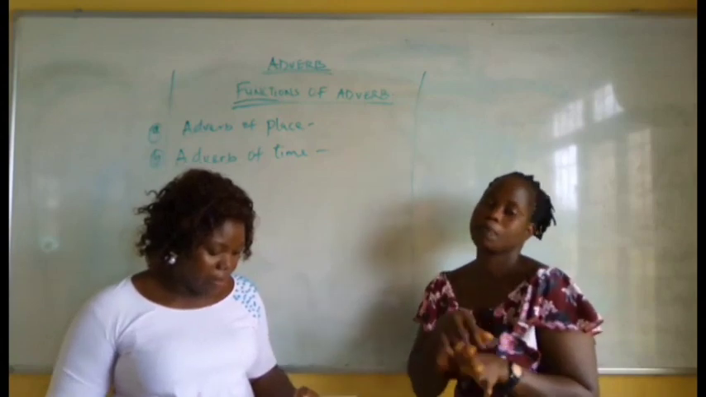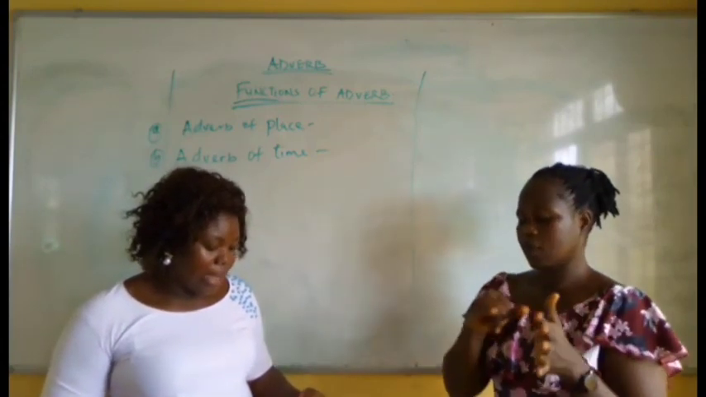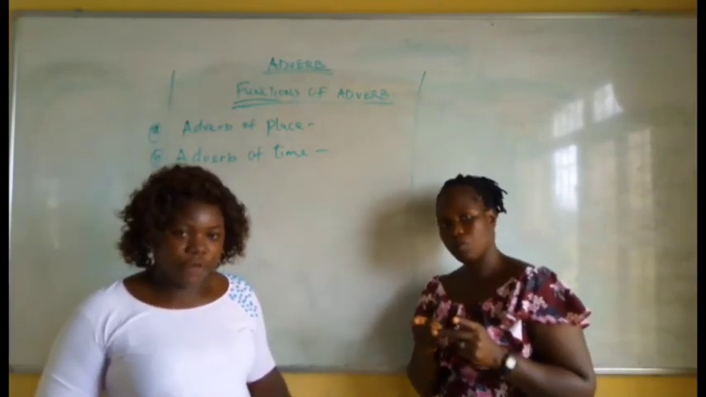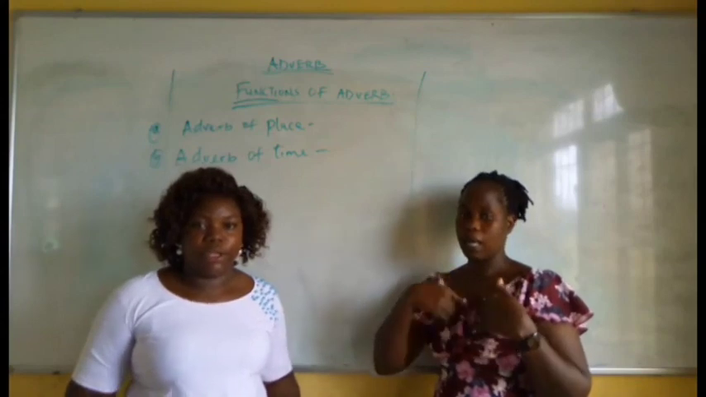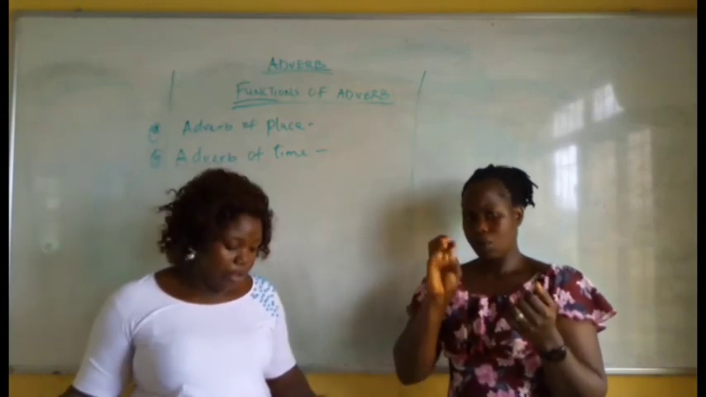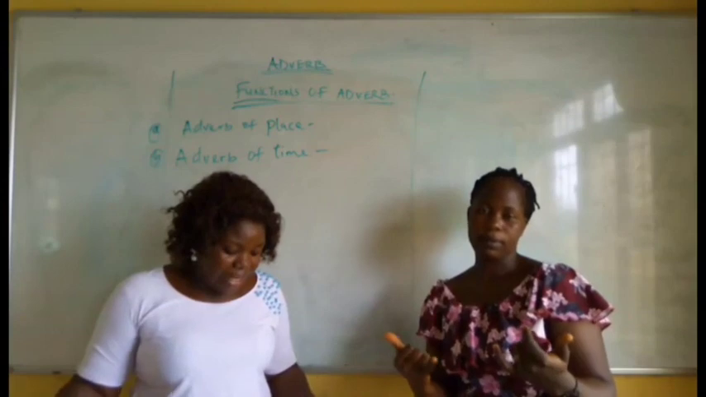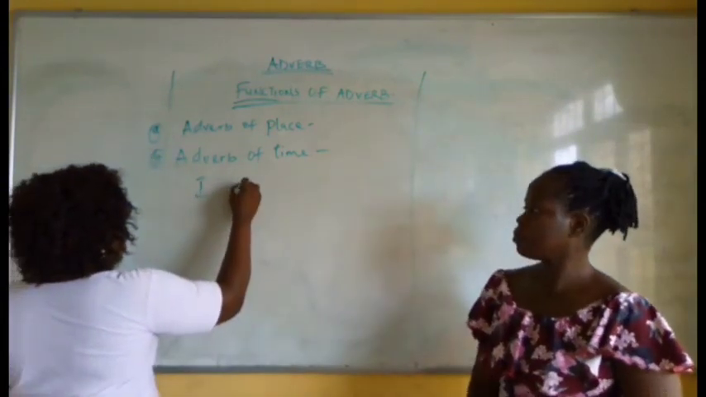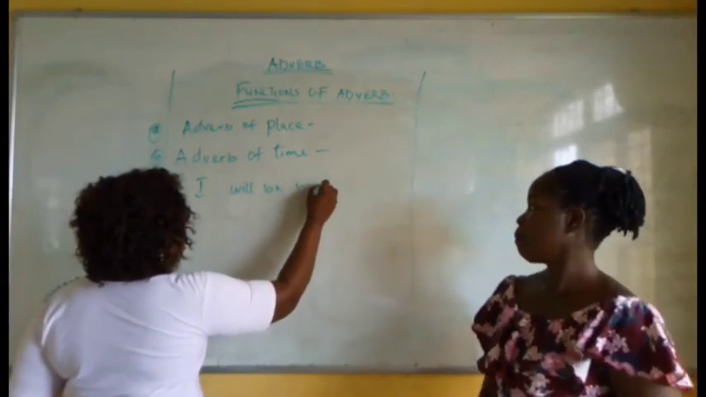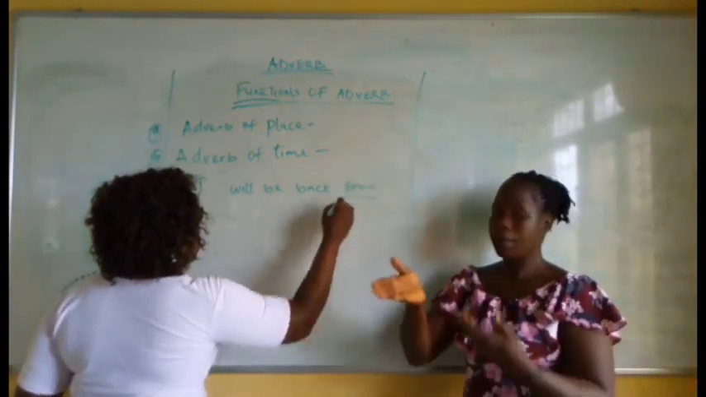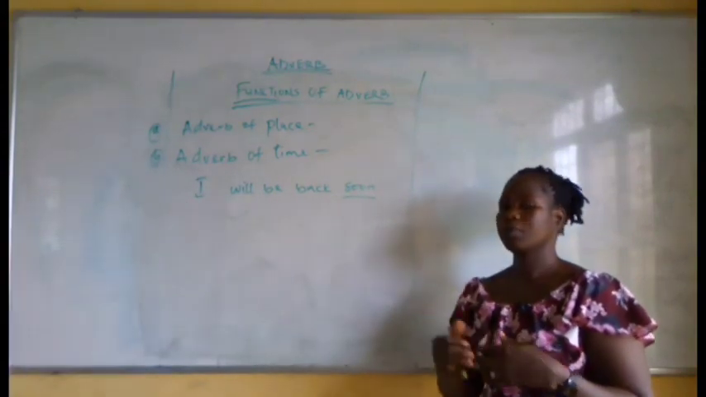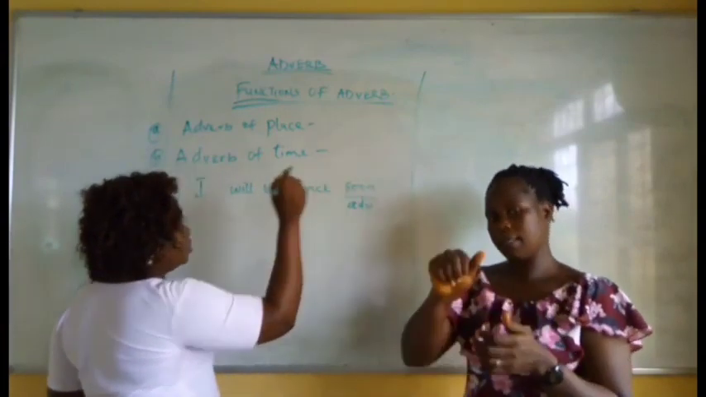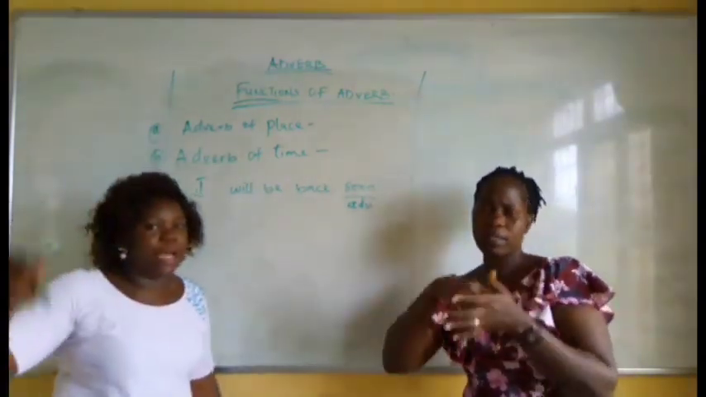Let me give you an example. I said adverb of time shows when an action takes place. For instance, I've mentioned some earlier on: soon, afterwards, now, recently, yesterday. Let me give you a sentence as an example. I will be back soon. Soon in this sentence is an adverb because it tells us the time I will be back.